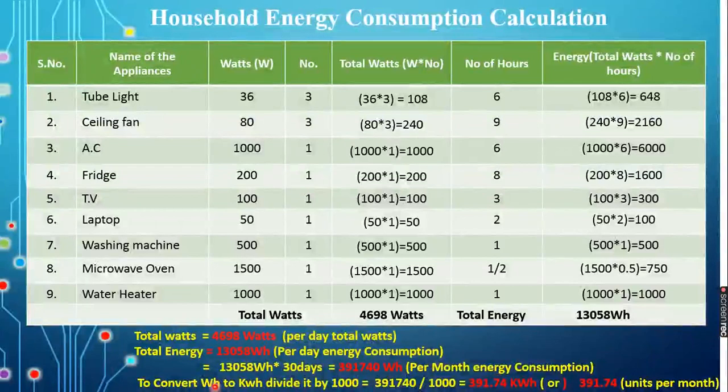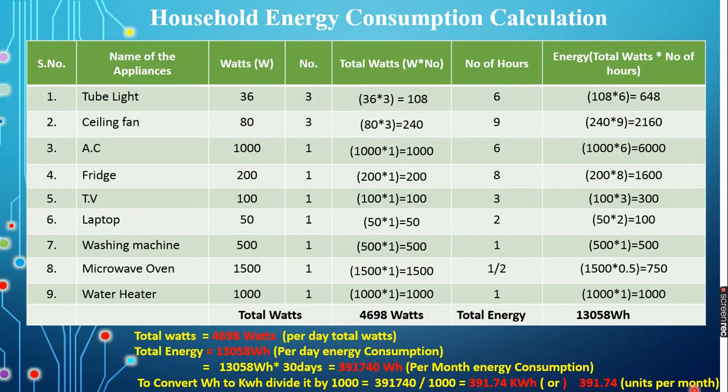To convert that watt hours to kilowatt hours, we have to divide it by 1000. The value is 391,740 divided by 1000. We are getting 391.74 kilowatt hours. We have to convert the total watt hours into kilowatt hours, and convert to units per month. We have to divide it by 1000 to get it converted to kilowatt hours. The value is 391.74 kilowatt hours. If we convert to units, that is 391.74 units per month. That is the units per month we have estimated.